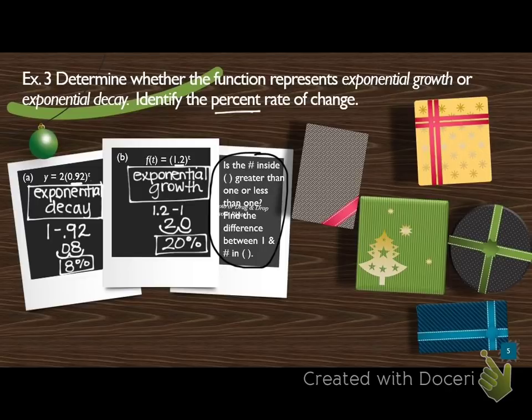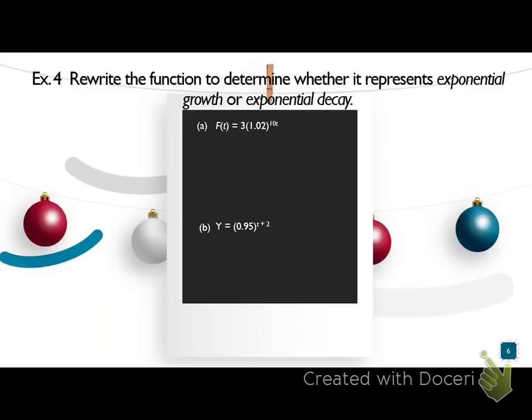So that's how you determine if it is exponential growth or exponential decay, just simply by looking at the function. All right, now let's rewrite the function to determine whether it represents an exponential growth or an exponential decay problem. So we're going to go back to some lesson 6.1 properties. If you're looking at letter A, you have f of t equals 3 times 1 and 2 hundredths raised to the power of 10t. Now we know if they have multiplied a 10 and a t, then they have done the power of a power rule.